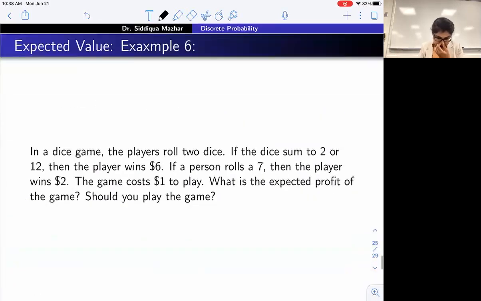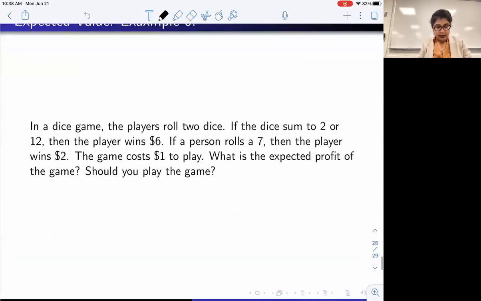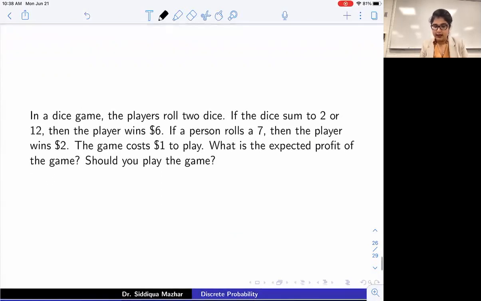So we are going to use it here. In this example, we have a dice game, and the players roll 2 dice. If the dice sum to 2 or 12, then the player wins $6. It means the 2 dice are rolled at once.